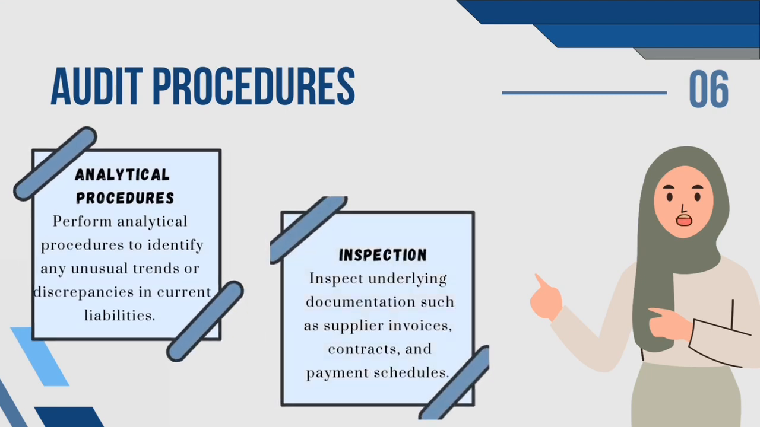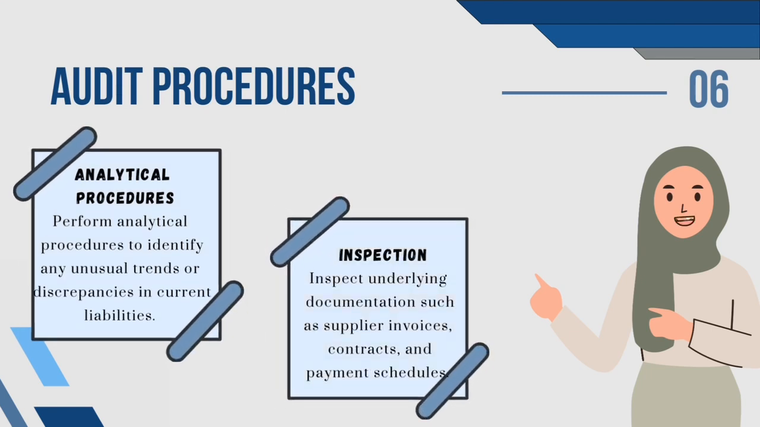Third, analytical procedures. Auditors compare trends or ratios to spot unusual change in current liabilities. And the last one is inspection. Auditors check original documents like supplier invoice, contract, and payment schedule to verify current liabilities.